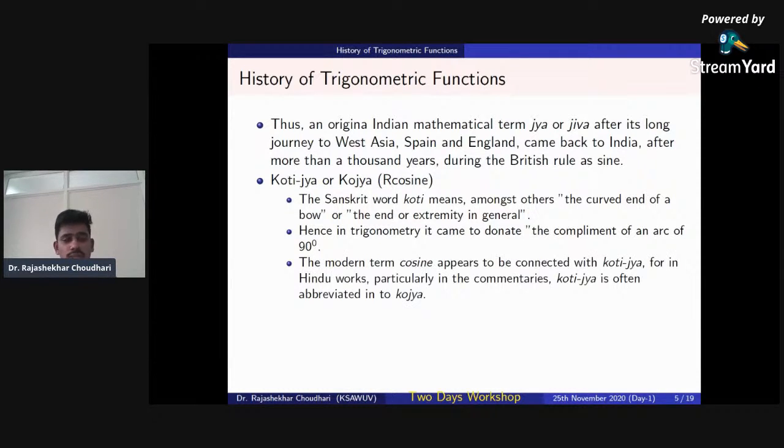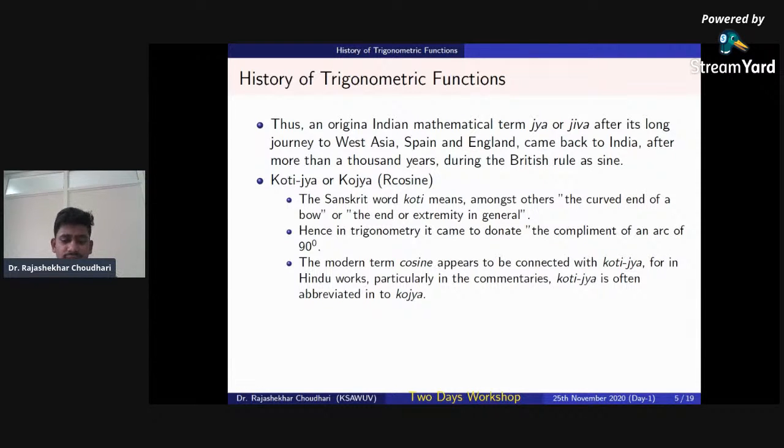So the modern term cosine appears to be connected with kotija, for in Hindu works, particularly in the commentaries, kotija is often abbreviated into koja. So when ja became sine during the translation into Latin, similarly this kotija becomes koti sine, that is koja became cosine. So that's how the name cosine came into force.